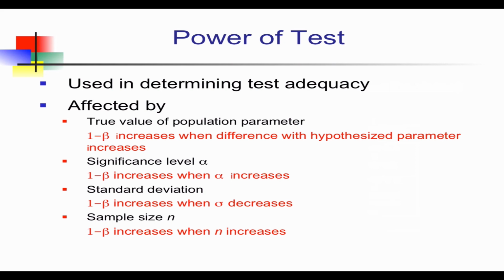The third deciding factor is the standard deviation. Power increases when standard deviation decreases. What does that mean? If you think about the distribution of x bar, if the standard deviation is smaller, that means the spread of that bell curve is narrower. So in that way, your power to reject the null gets increased. And the last one is sample size. That is the same as the standard deviation, because sample size is in the denominator of S over square root of n, which is essentially your standard error. So when you have a bigger sample size, the standard error becomes smaller, and then you have more power.